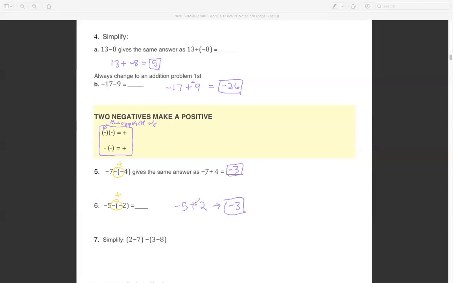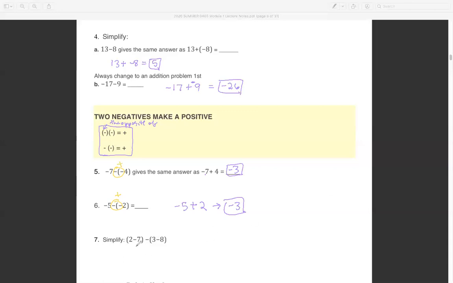In terms of money, we owe somebody $5, we pay them $2, so we still owe them $3. In terms of being above or below the ground, we're down in the ground 5 feet, we add 2 feet of dirt or go up 2 feet, we're still in the ground 3 feet.